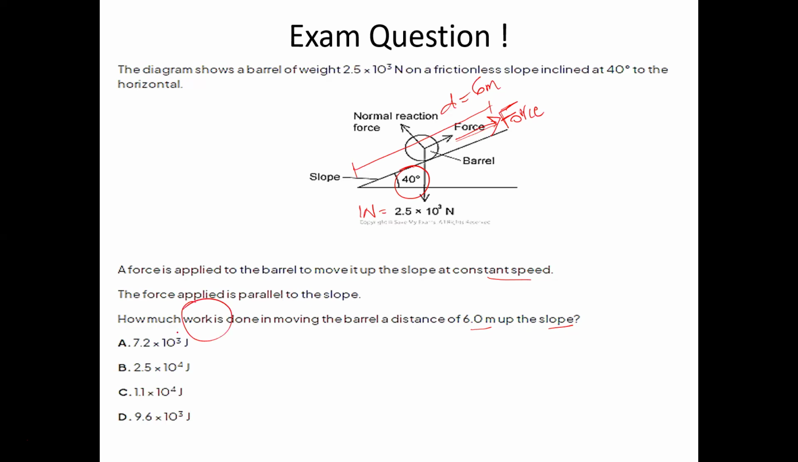So yes, can anyone give me a clue how we are going to find out the work done in this specific case?